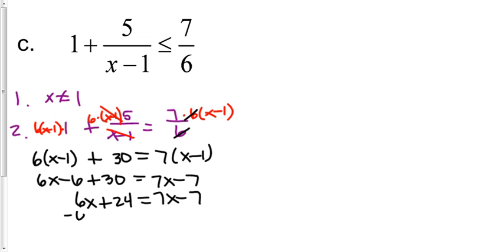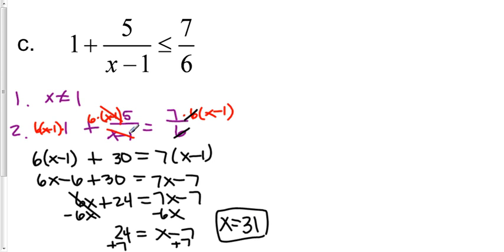I'm going to continue to solve here for x. So let's get the x's on the same side. Take away 6x on each side. 24 equals 1x minus 7. Now I just have to add 7 to each side, and I get x equals 31.